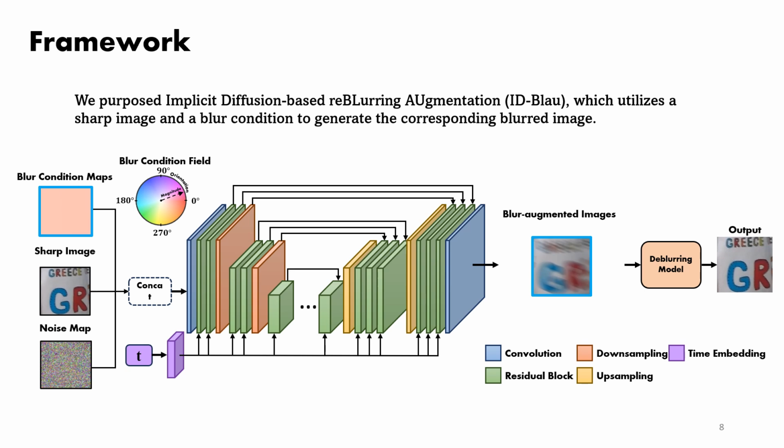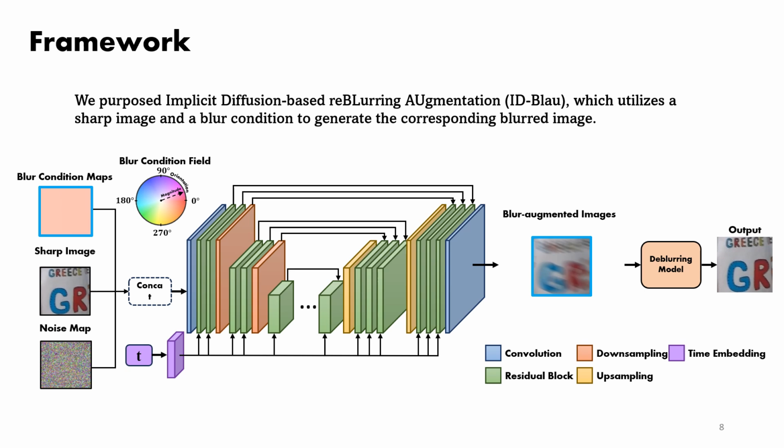Next, it is our reblurring process. We parameterize the blur patterns of an image with their orientations and magnitudes as pixel-wise blur condition maps to simulate motion trajectories, implicitly representing them in a continuous space. The diffusion model has proven effective in covering the sample distribution to generate high-quality images. Therefore, ID-Blau is based on a conditional diffusion model that uses a blur condition map C, a sharp image S, and a noise map to generate a blurred image B.